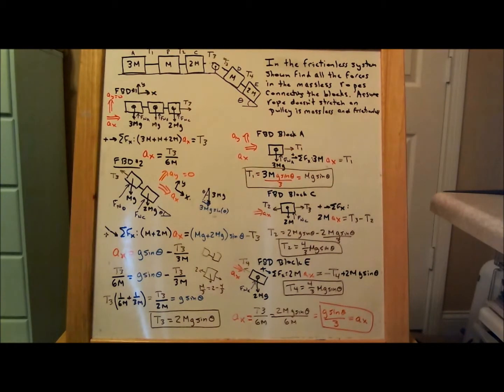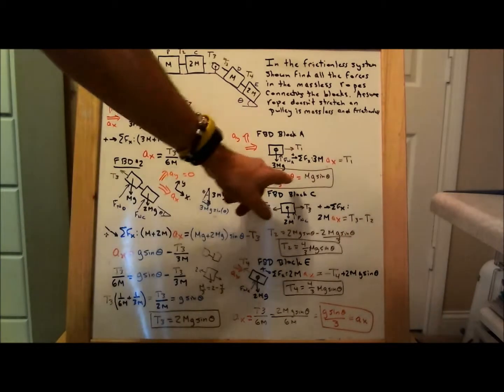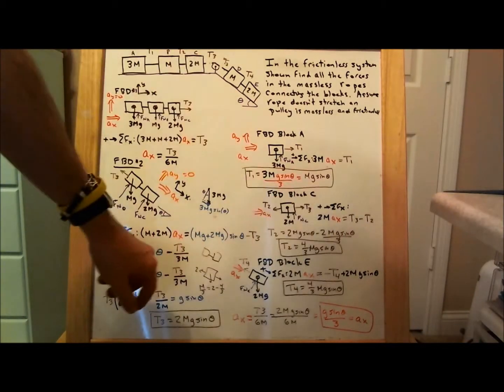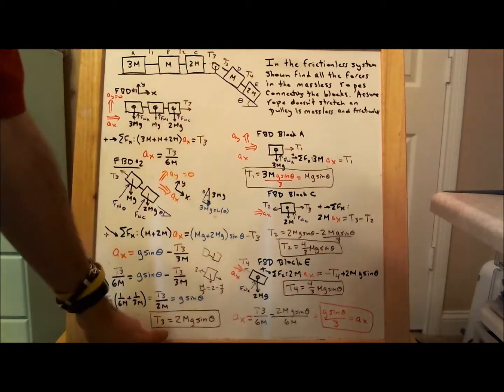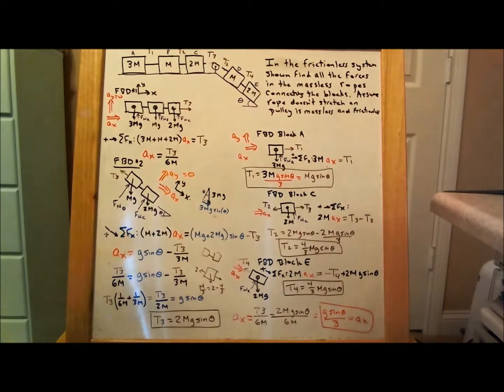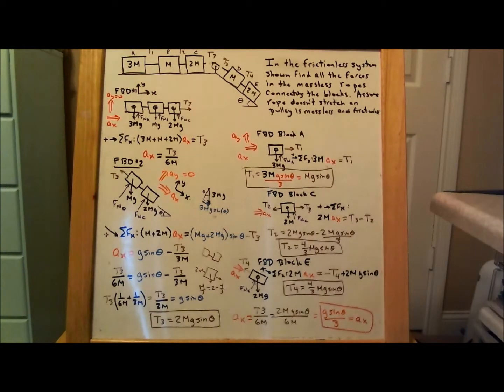So here's the answer. T1 is mg sine theta, T2 is 4/3 mg sine theta, T3 is 2 mg sine theta, and T4 is 4/3 mg sine theta, and it's accelerating at g sine theta over 3. So if you have those answers, that'd be great. If you don't, we can talk about how we might want to approach this problem.